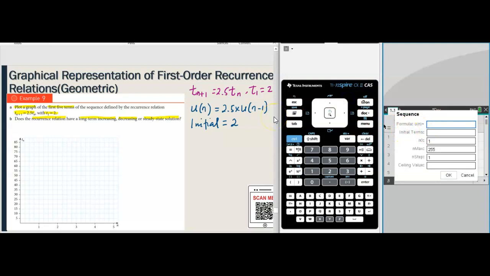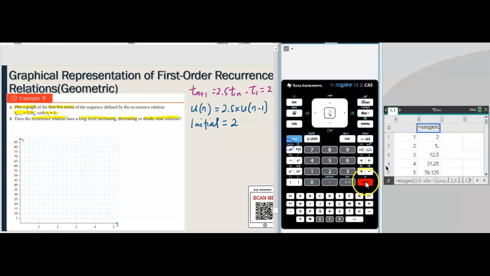So I just key in the one that I've stated here, 2.5 times open bracket U open bracket n minus 1 close bracket, right? So what's your initial term here? Initial term they say is 2. So n max, because they say 5 terms, right? So you delete whatever 255 here, you type in 5. Then you either click OK or you just press enter will do. So there you go, you have the output.